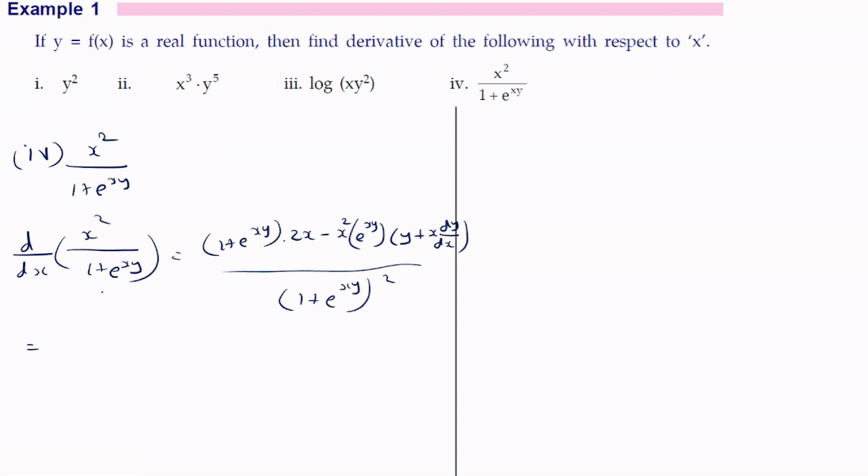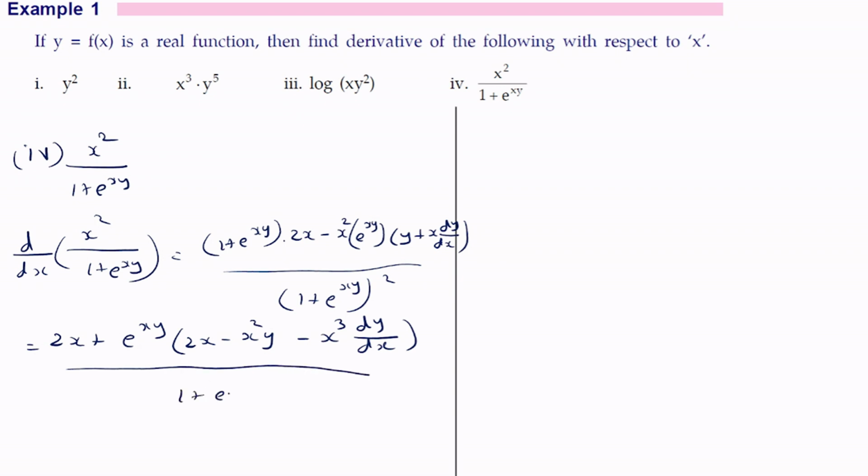So this is equal to 2x plus e raised to xy into, now let us collect all terms with e raised to xy. So it is 2x minus x square y minus x cube dy by dx. The whole thing divided by (1 plus e raised to xy) the whole square. So this is the derivative of x square by 1 plus e raised to xy.